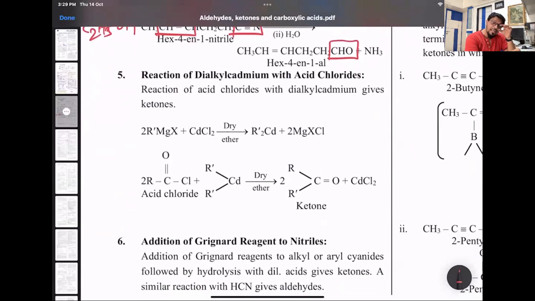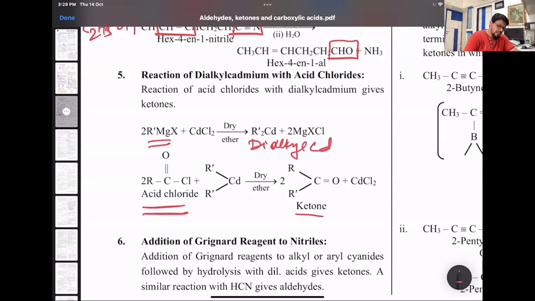Then comes the next one, that's by using dialkyl cadmium, where Grignard's reagent RMgX, alkyl halide with magnesium in presence of dry ether. What we do is, first of all, we react with cadmium chloride. It forms a compound, dialkyl cadmium. This dialkyl cadmium is made to react with acid chloride.